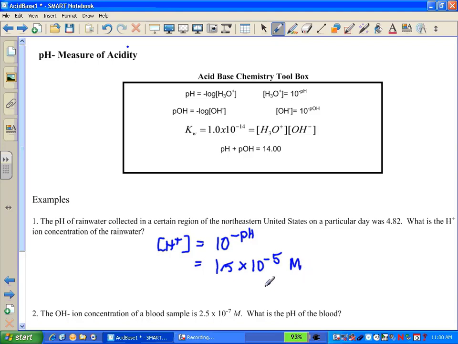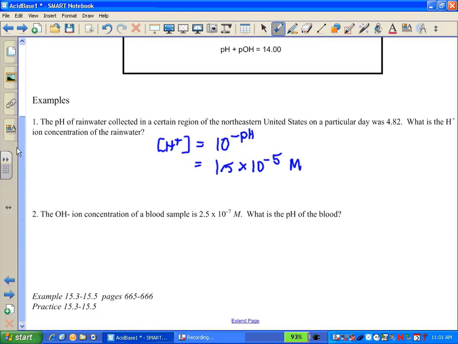For significant digits, when you're dealing with pH, the number of significant digits in a pH is actually the number of decimal places. The 4 in here is actually just the placeholder. It's telling us what the power is. And then the other ones are actually the measured values. So in this case, there are 2 significant digits, so I reported 1.5 times 10 to the negative 5.